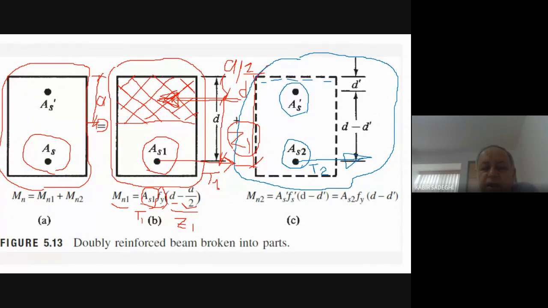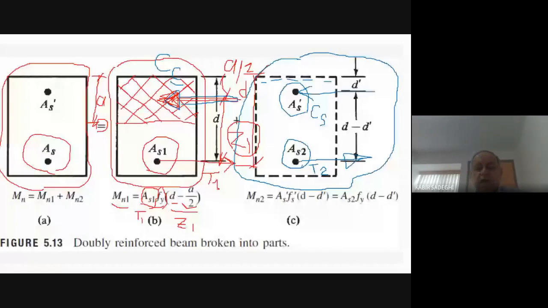And we have one compression force here that we can call, I don't know, CS, due to steel. And this one we can call CC, compression force due to concrete. The second C is for concrete. This here is for steel.